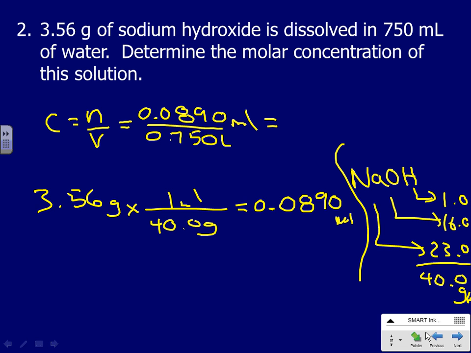What do we have here for a number? We got a number? Anybody? Yep, cool. 0.119, 0.119 moles per liter. All right? Any questions or concerns?